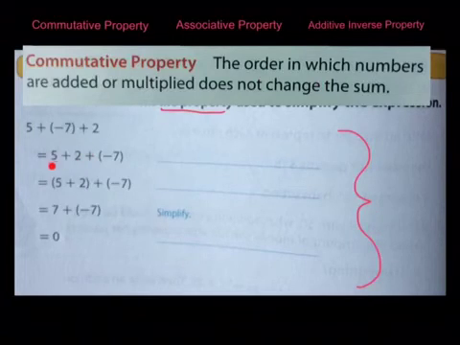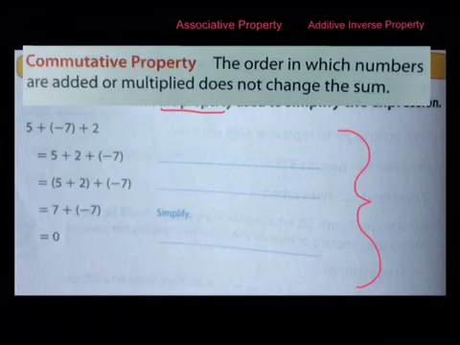But let's see, if we do here, 5 plus 2 is 7, plus negative 7 would be 0, right? What if I do 2 plus negative 7? 2 plus negative 7 is negative 5. Plus 5 is 0, right? So we have 7 plus negative 7 is 0, or 2 plus negative 7 is negative 5 plus 5 is 0. It doesn't matter how I do it. So clearly, this one is commutative property.